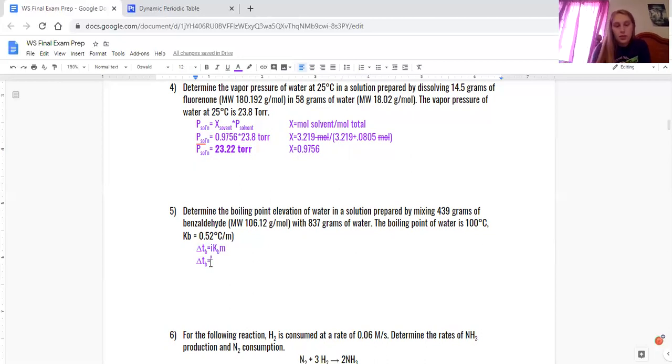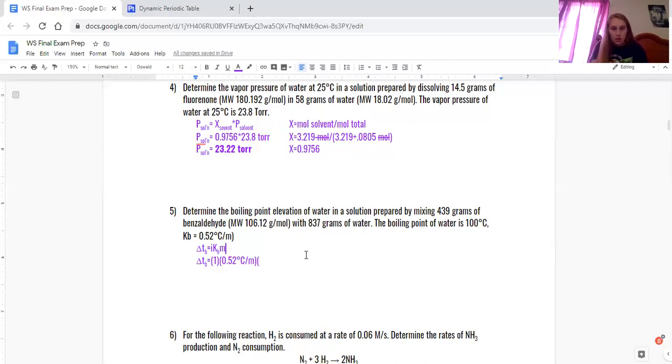And so i is going to be 1. Typically it is, so if you can't figure it out on your exam, just go ahead and put 1. Sometimes it will be different though, if it's something that's going to break apart into different ions. So if it's an electrolyte or something, then it won't be 1, it'll be greater than that. It should always be a whole number though. Okay, so then we have our Kb, and they gave us that right here. Then we're going to multiply that by the molal.